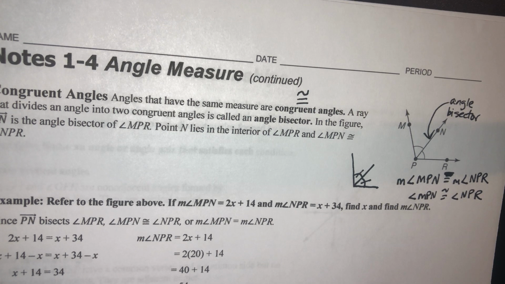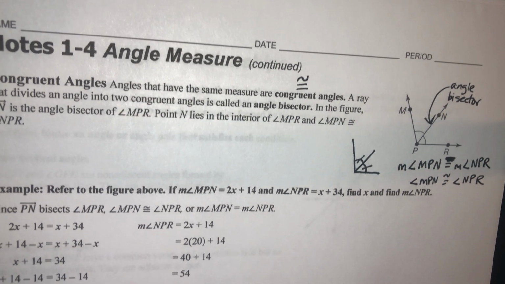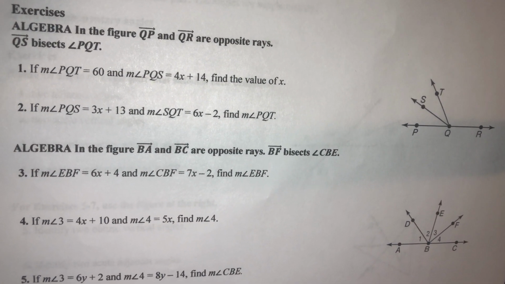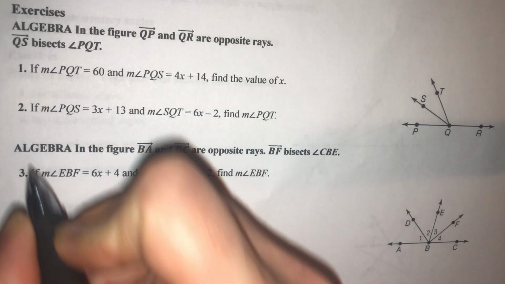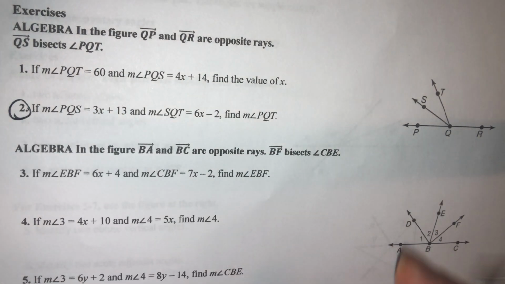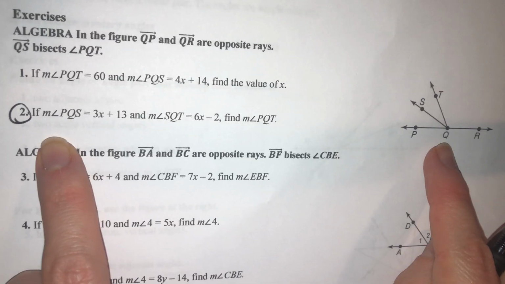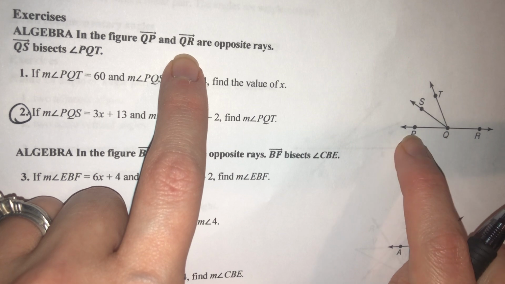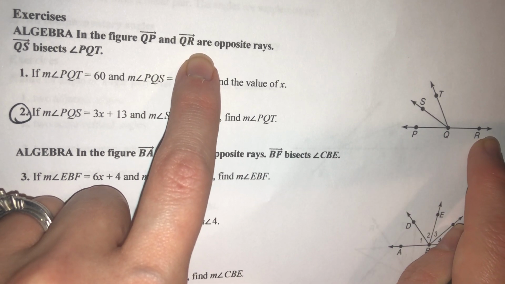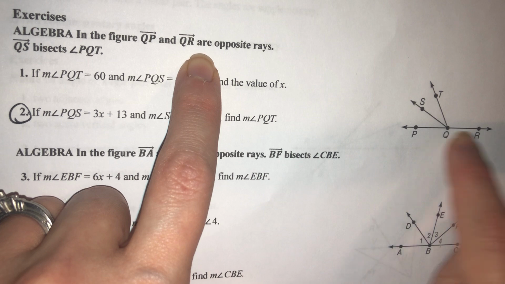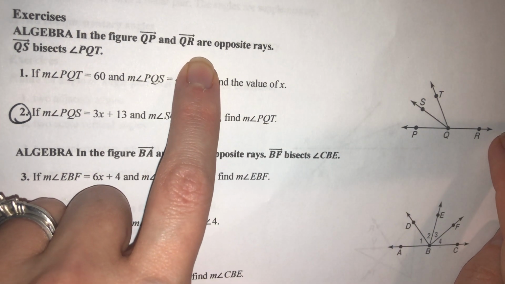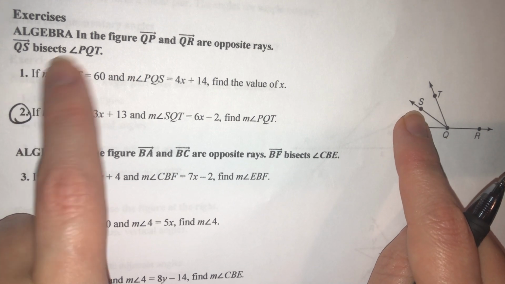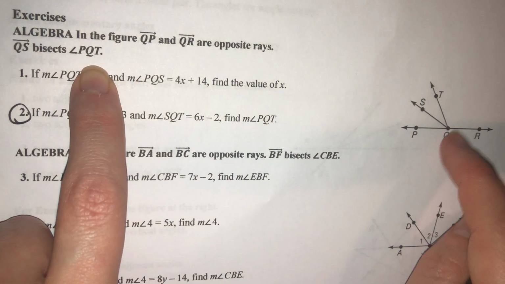Okay, we're going to jump down here to some practice algebra problems, and we're going to look at number 2 here. So we're going to take a look at this picture at the right. It says in the figure, QP, so from Q to P, and QR are opposite rays. So that's telling us this forms basically a straight line through these 3 points at the bottom, P, Q, and R. QS bisects angle PQT.